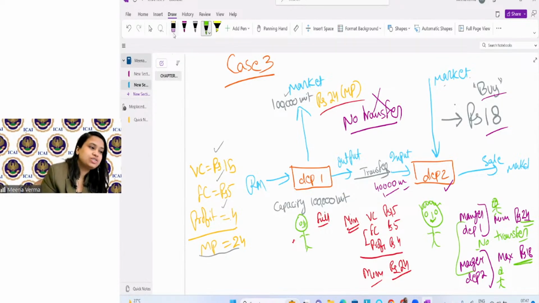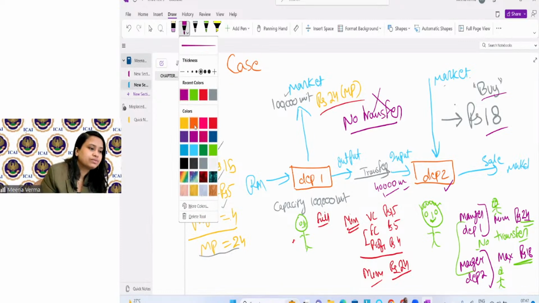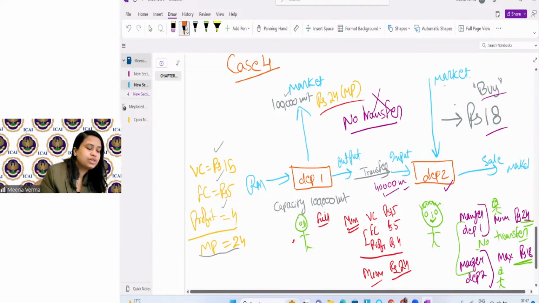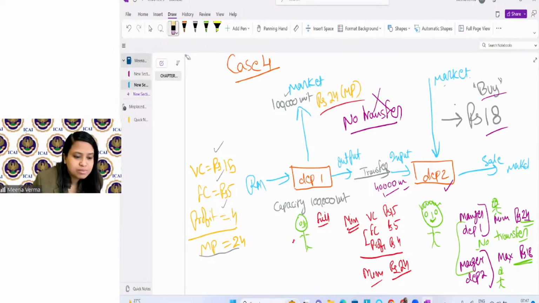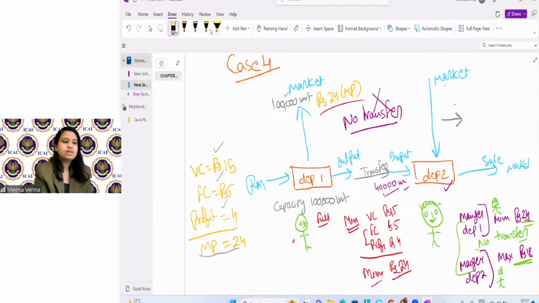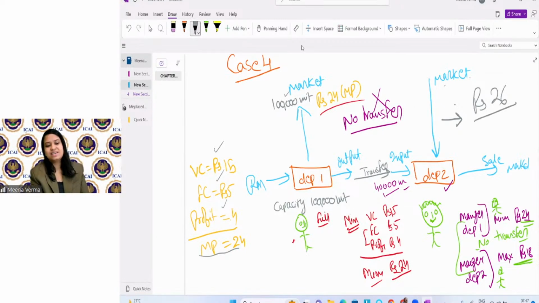Next case is what? I'm changing the same scenario here itself. I'm writing it as a fourth case. I'm changing it a little bit. In the fourth case, the manager of department 2 has the option to buy the same product from the market at rupees 26. Now think about whether under these circumstances the transfer will take place or not.